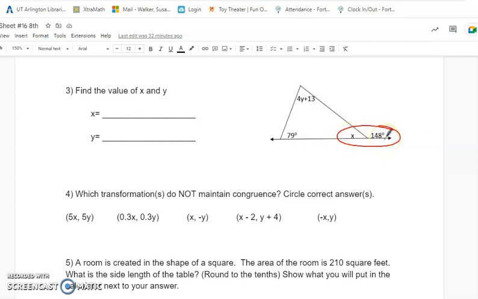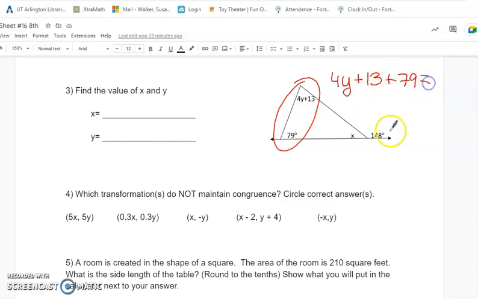Now, for y, there are different ways of doing it. You could use this one. You could say 4y plus 13 plus this number, 79, equals 180. Perfectly fine. Or you could add the remote angles, 4y plus 13 plus the other number, 79, which gives me the remote angle. So you can solve that, and that will give you y.